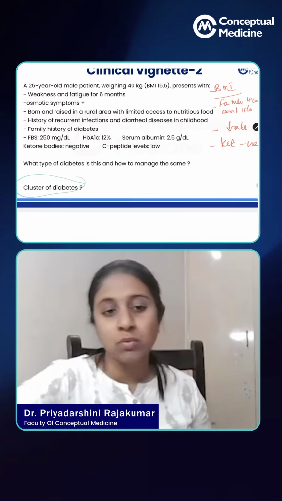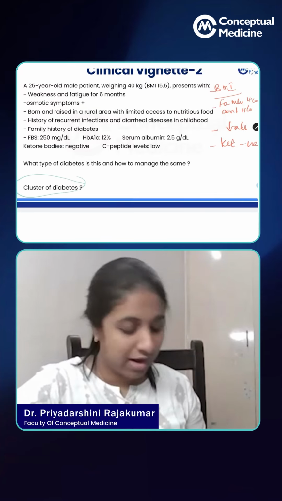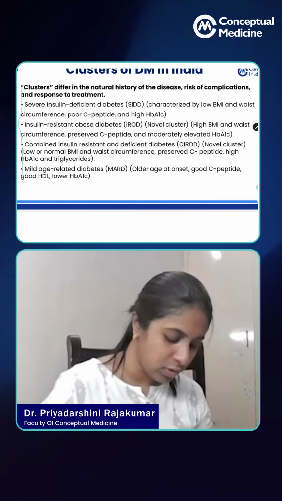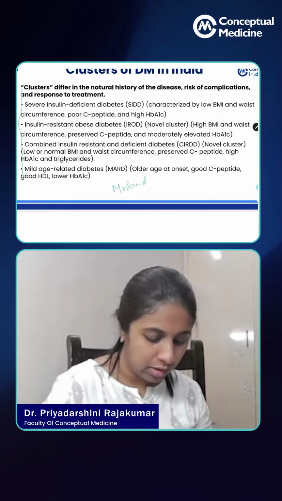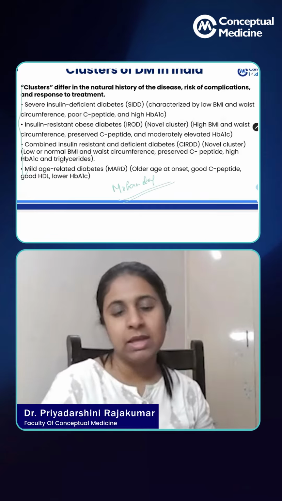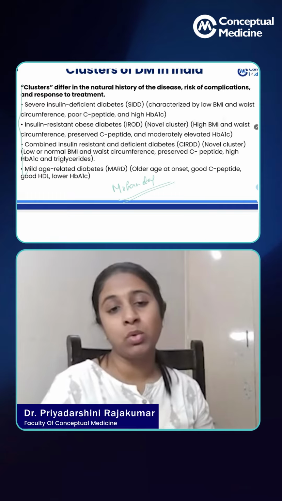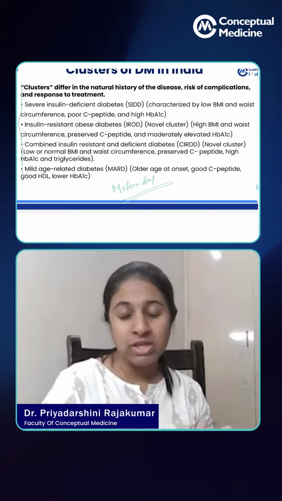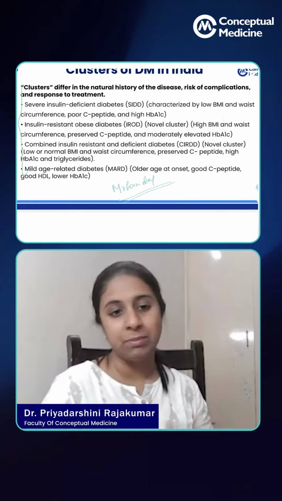What are the different types of clusters in diabetes that you will have to know? Coming to the clusters, there are around four clusters. This was usually proposed by Mohan et al. This was published recently, and you will definitely have to know about the different types of clusters in India. We have SIDD, IROD, CARDD, and we have MARD.